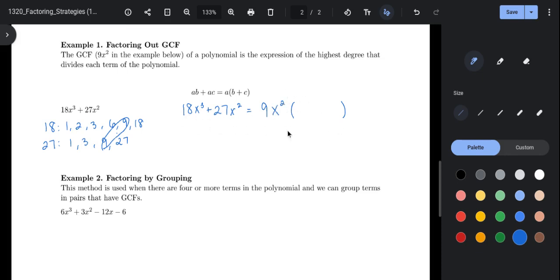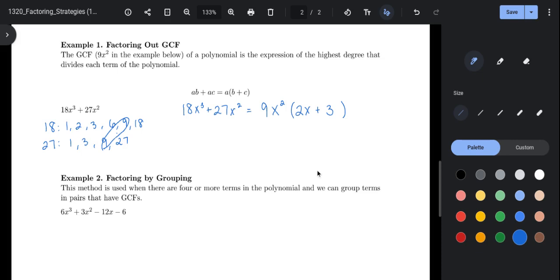So now we're kind of doing a reverse distribution property. So 9x squared times what gets me 18x cubed? Well, that would be 2 times x. And then 9x squared times what gets me a 27x squared, and that would be a positive 3.